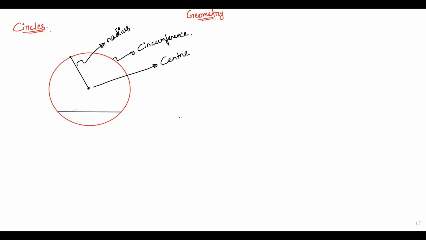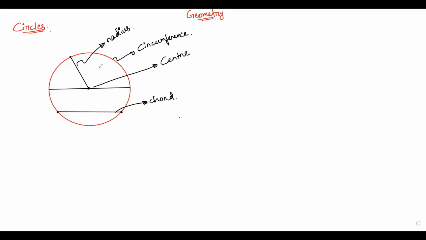Any line segment joining any two points on the circumference of the circle is termed as the chord of the circle. So here this line joining two points on the circumference of the circle can be termed as the chord of the circle.